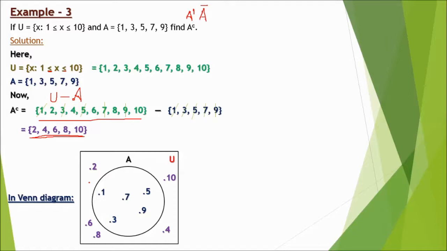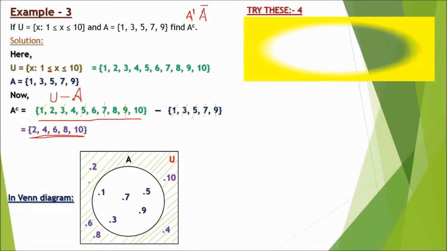Those elements plus the elements of A will form the universal set. The elements required to form the universal set are the complement of the set. Now let's say those elements 2, 4, 6, 8 and 10 are outside of the ring. So in example 4, I think you have understood this complement of set.